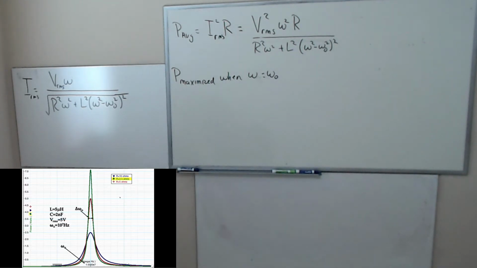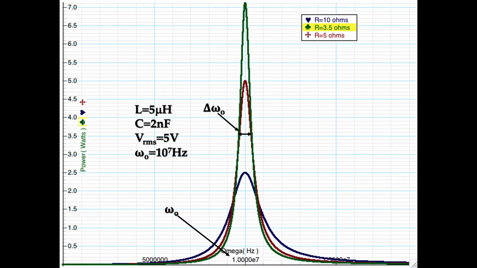So here's a graph of power. What the power looks like. It's really a graph of that function for some chosen value. Again, when you see R gets bigger, the graph gets wider. And again, I chose a weird value for omega naught.